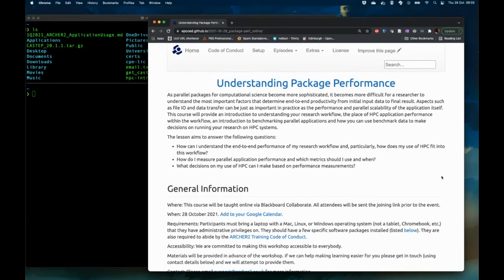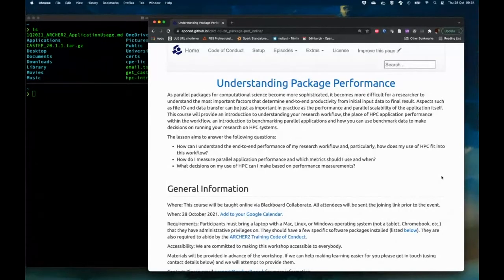So today's session is called Understanding Package Performance. In a nutshell, it's an introduction to benchmarking on HPC, but done from the viewpoint not of somebody who's particularly developing their own software, but more how using basic benchmarking can be useful to people who run software packages day to day on an HPC system, and how they can use that to optimize their workflow a bit and try to make it more efficient, and understand how they're using their HPC resources and make sure they can get the most out of them and the most benefits for their research out of the resources they're using.